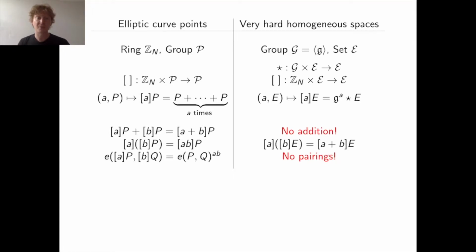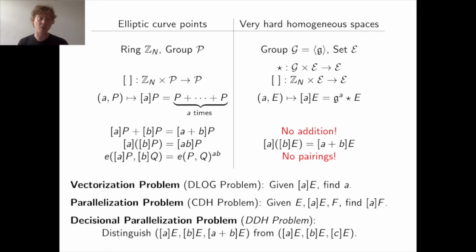Very hard homogeneous spaces allow us to efficiently sample and compare elements from G and E and to evaluate this group action efficiently. The hard problems in this setting are also quite similar to the classical case. So we have, for example, the vectorization problem as a counterpart to the discrete logarithm problem, the parallelization problem as a counterpart to the computational Diffie-Hellman problem, and finally the decisional parallelization problem reminiscent of the decisional Diffie-Hellman problem.